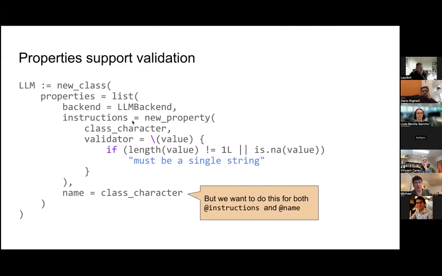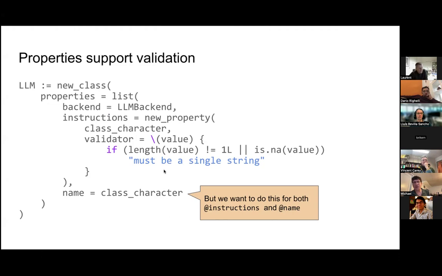We have to do that maybe for both the instructions, which, by the way, are like the system prompt of the model. But you might also have the name of the model, like GPT-4o, and we want to do this for name also, right? So we end up having to write the validator a bunch of times.